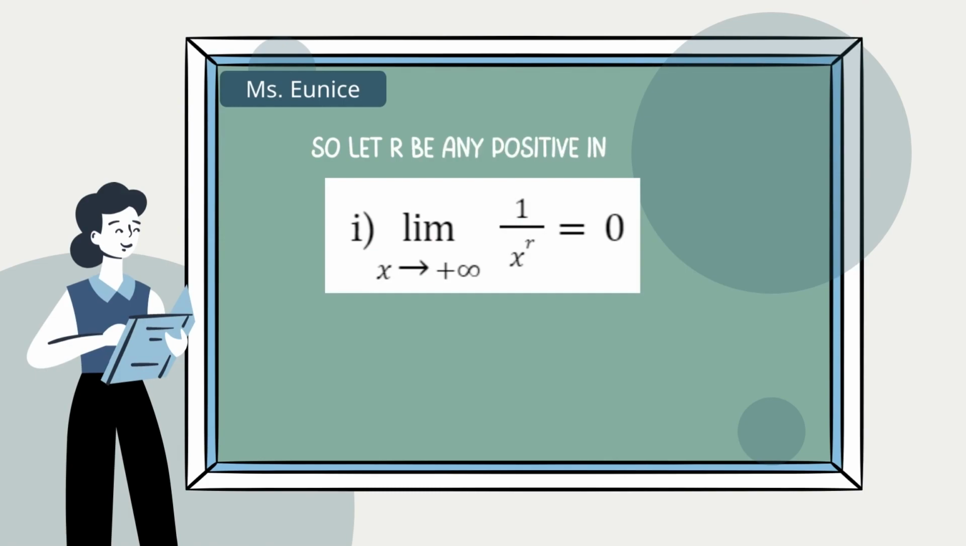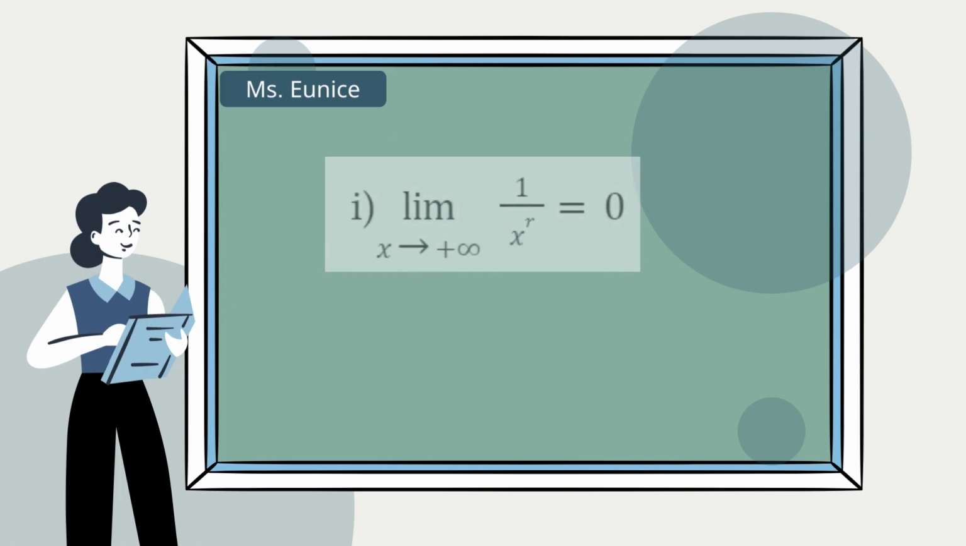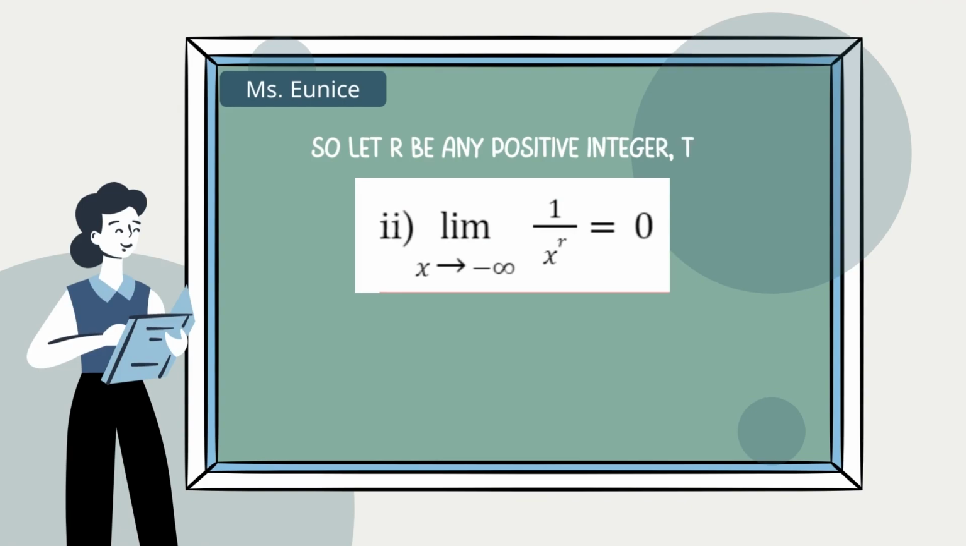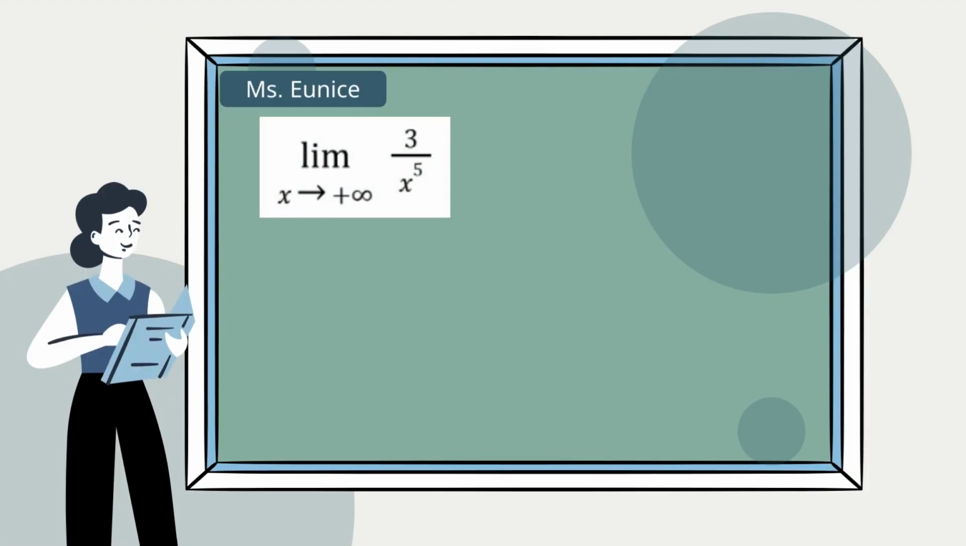So let r be any positive integer. The limit of the function 1 over x raised to r as x approaches positive infinity is equal to 0. The limit of the function 1 over x raised to r as x approaches negative infinity is equal to 0. Let me show you an example.